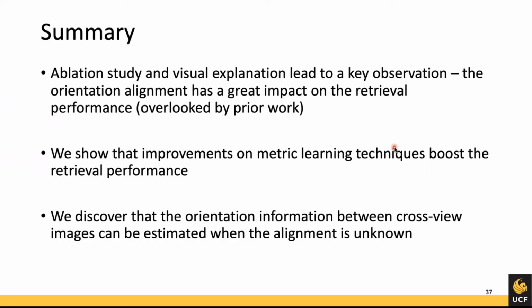Okay, so in summary, from this work, we found that the orientation alignment has a great impact on the retrieval performance, and this point is overlooked by prior work. And we show that improvements in metric learning techniques are able to boost the retrieval performance. And we also discovered that the orientation information between the cross-view images can be estimated when the alignment information is unknown. Okay.